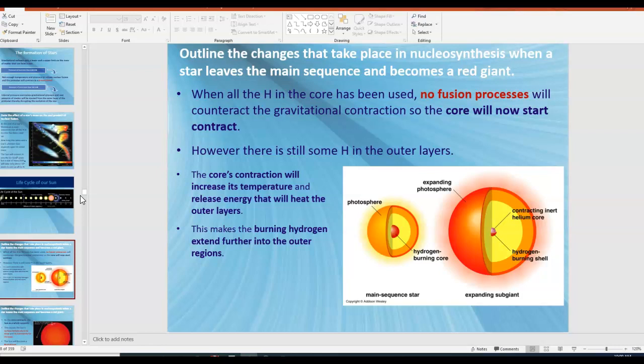Now, when I say hydrogen in the core has been used up, that doesn't mean there's no more hydrogen left in the star. That just means there's no hydrogen left in the core of the star. There's still hydrogen in the outer layers.